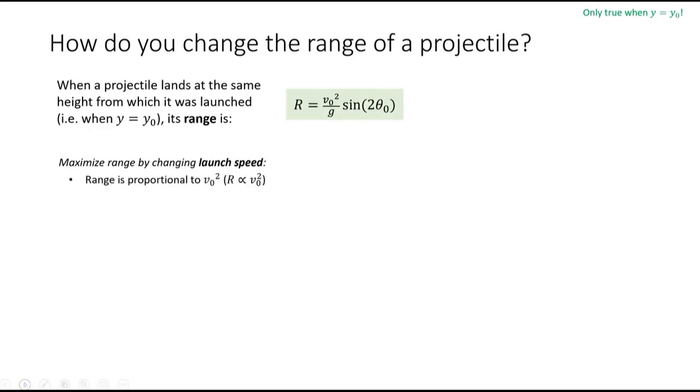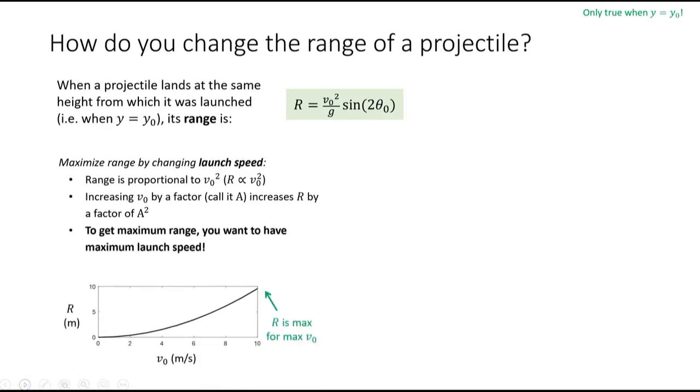So we see here from our equation up above that the range is proportional to v naught squared. And so what that means for us is that if you were to increase the launch speed by a factor, say if you increased it by a, so the launch speed was a times some original launch speed, then you would increase r by a squared. So really, if you want to maximize the range, you just want to maximize the launch speed, right? If you increase the launch speed, you're going to increase the range. So you just want that guy to be launched as fast as possible if you want your range to be as long as possible.